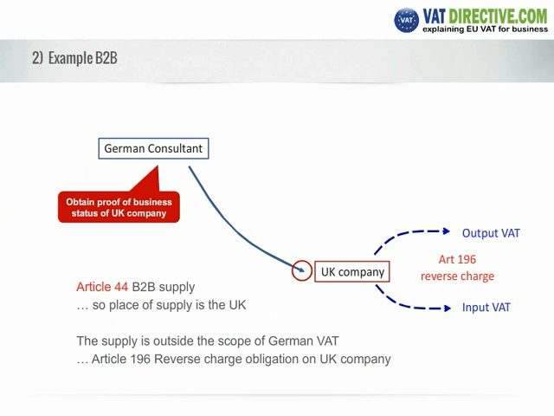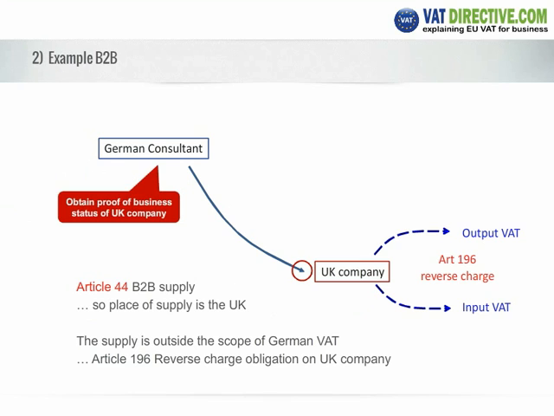It's very important that the German consultant identifies this as a B2B supply, so obtain proof of the business status of the UK company. Some member states insist on VAT numbers for proof, others are more relaxed and it's just general proof of business status. But VAT numbers would be solid proof of business.